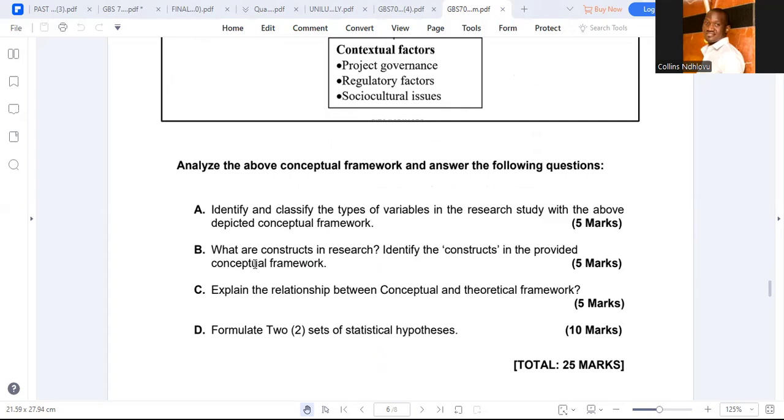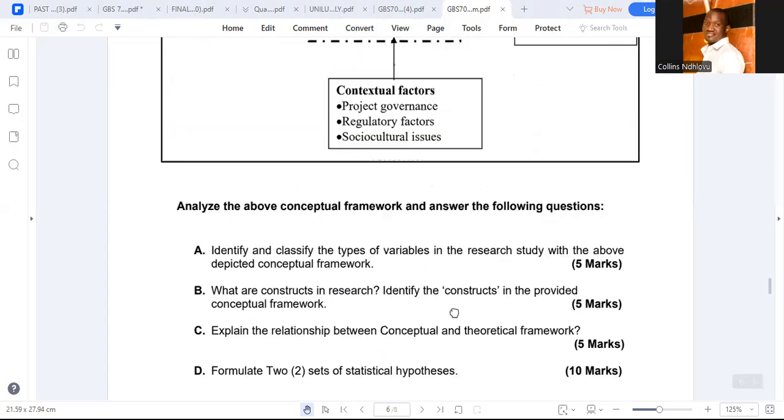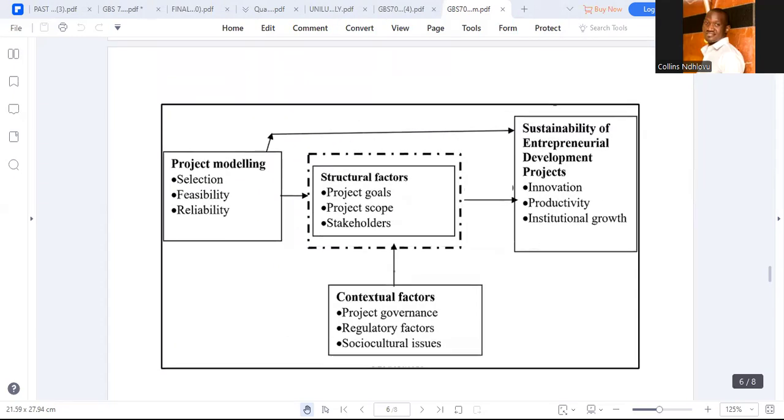So what are the constructs in the research? Let's identify what constructs are provided in the conceptual framework. Constructs are the concepts or ideas that the researcher will use to explain a phenomenon in a study. They are theoretical elements that cannot be directly observed, but are inferred from the variables. Constructs are things that will help us build theories. So what are the constructs that we have in here? We have project modeling, structural factors, contextual factors, and sustainability. Those are the constructs.